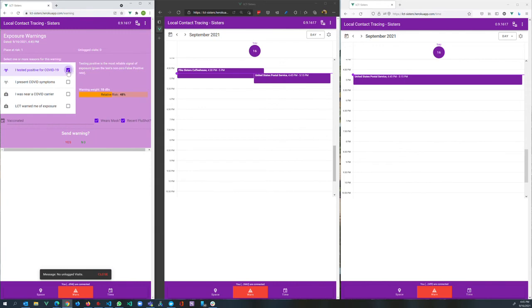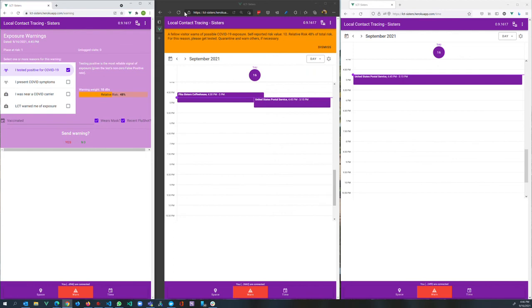So that's the default option here. They're going to go ahead and send a warning. And the warning shows up only on the second person. It says a fellow visitor warns of possible COVID-19 exposure. Self-reported risk value 10. Relative risk value 48% of total risk. For this reason, please get tested, quarantine, and warn others.